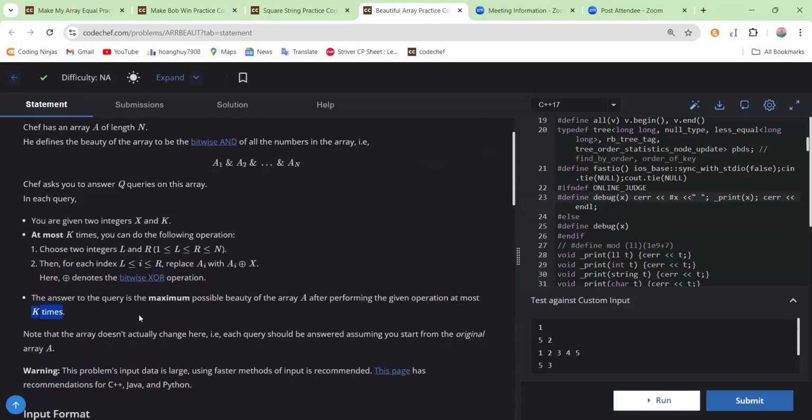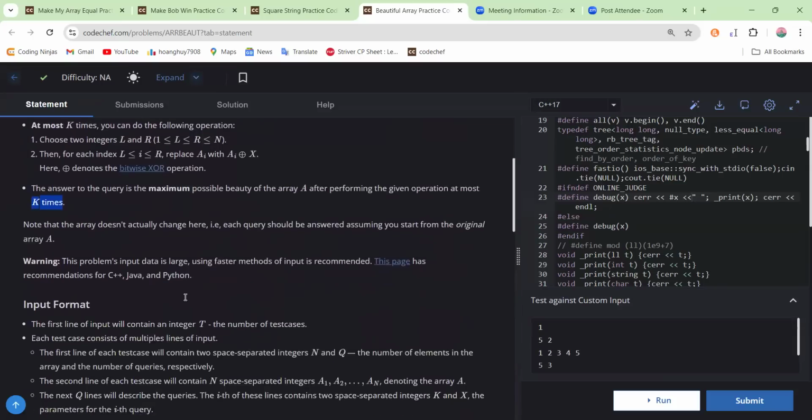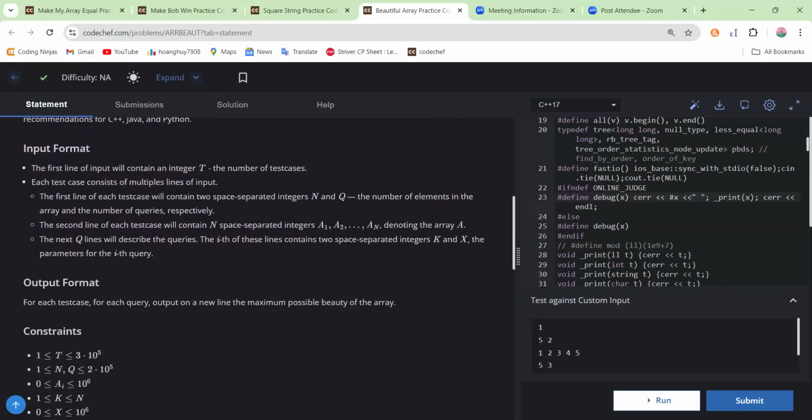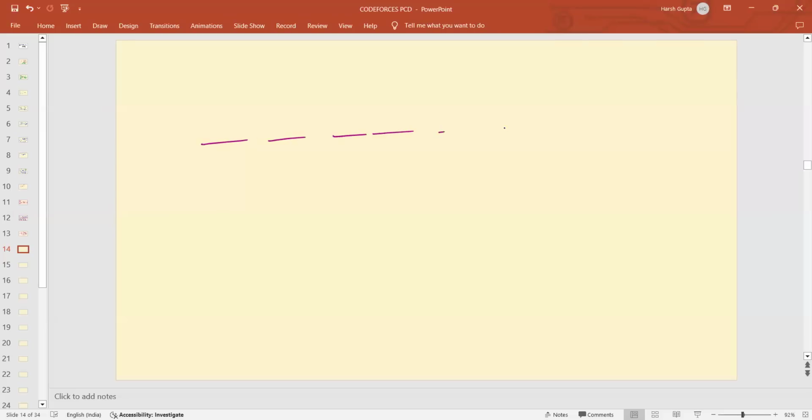So you need to tell, for every query, what is the maximum possible beauty of the array A that you can produce. So what is the question? The question is that you have an array A with n integers, and for every query, you are given two integers k and x. K is the maximum number of times you can perform the operation, and x is the value with which you will XOR the elements of the array.